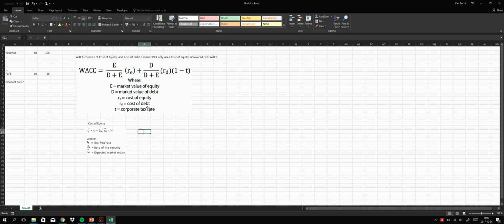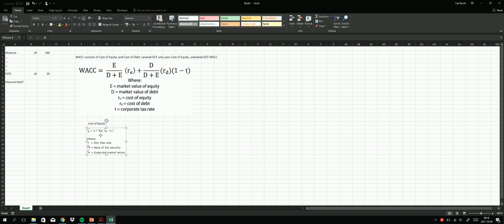Hey, I'm going to talk a little about the discount rate. I have a really simple example here where we have free cash flow, and this one is free cash flow to equity. What kind of discount rate do you use for this? Well, in this case, it's a levered DCF, so it only uses the cost of equity and it doesn't take into account capital structure because it's already built in.